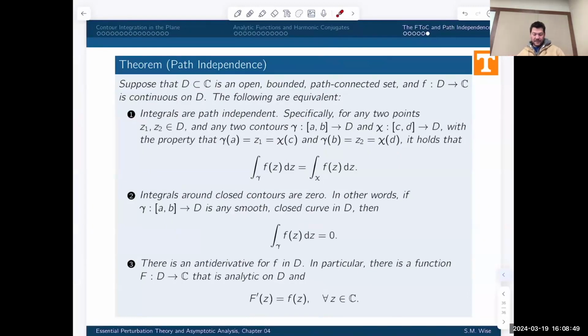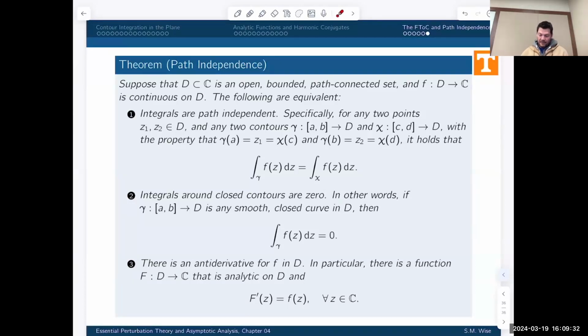And let me state this theorem without proof. Most of what we've set up allows us to prove this, but I just decided not to include the proof in the book and in the slides, just so we don't have to prove everything. So this theorem is an equivalence theorem for path independence. Suppose that D is an open bounded path connected set and F is a continuous function on D. So now we're not assuming that F is analytic or anything like that, just a continuous function. Then the following properties are equivalent.